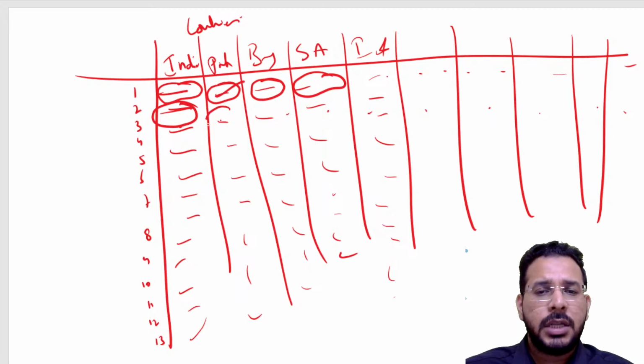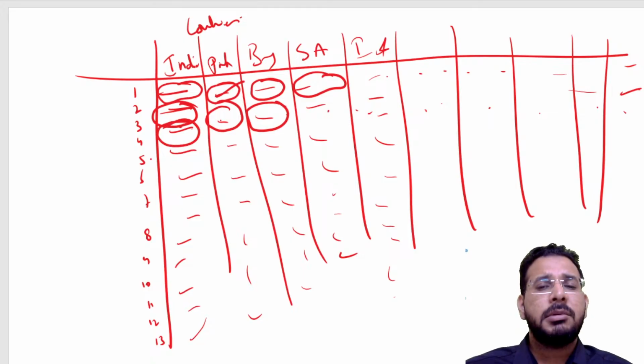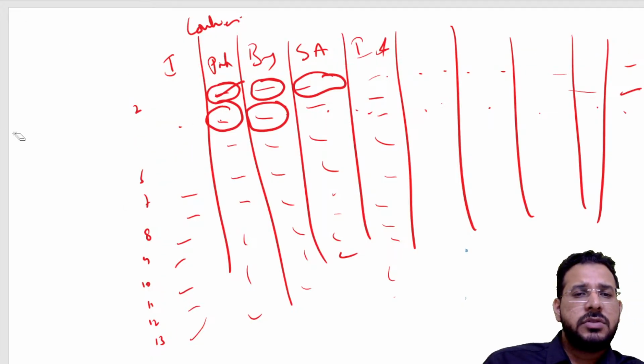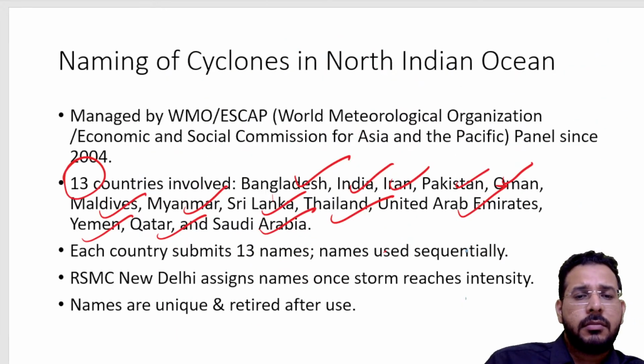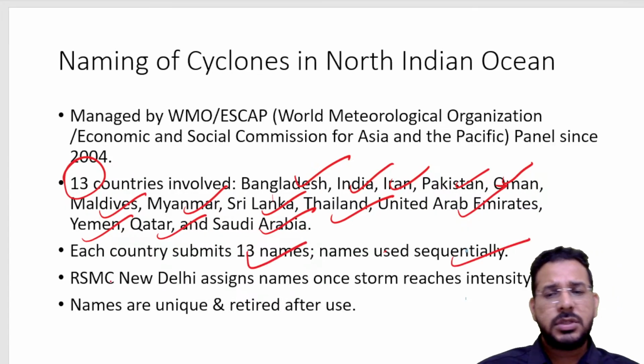Then for the 15th cyclone, the name of Pakistan will be given. 16th cyclone, name of Bangladesh. Similarly, after 26 cyclones are done, for the 27th cyclone, again the name of India will be given. In this way, cyclones will be named. So each country is giving 13 names, and they are used sequentially.